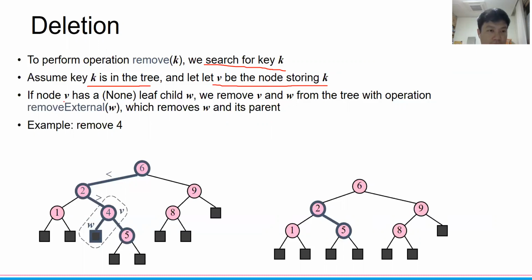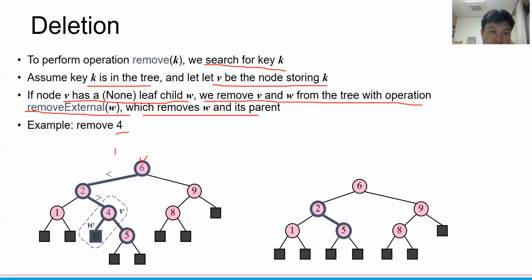If v has a leaf child w, we can remove w and v from the tree with the operation removeExternal(w), which removes w together with its parent. So let's see. I want to remove 4. I have this binary search tree like this one.